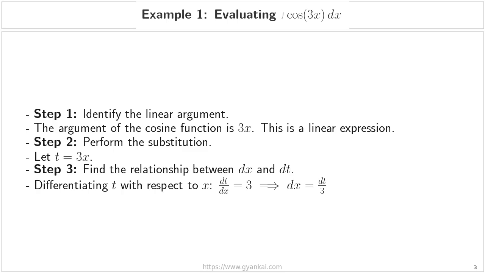Finally, step 3 is crucial. We need to find the relationship between dx and dt. Remember, we're changing variables, so we need to account for that in our integral. We do this using a little calculus. We differentiate both sides of our substitution equation, t = 3x, with respect to x. So, dt/dx, that's the derivative of t with respect to x, is equal to 3. Now, to isolate dx, we rearrange this equation. Dividing both sides by 3, we get dx = (1/3) dt. This is the key link that allows us to change our integral from being in terms of x to being in terms of t.